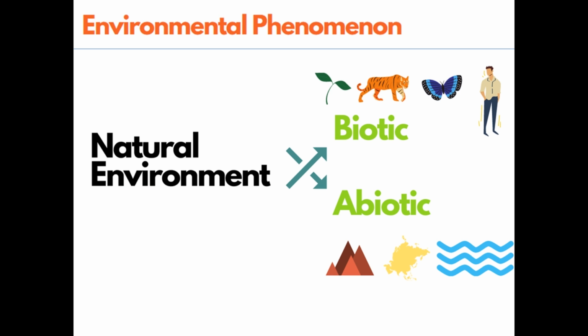We can classify the natural environment into two. They are biotic and abiotic component. All the living beings, including humans, come under biotic component, and non-living elements such as mountain, water bodies come under abiotic component.